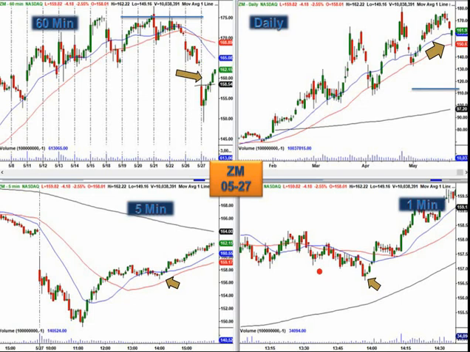I didn't rely on some complementary move by the market. I didn't have a 5-minute break of trend. I didn't have anything to hang my hat on. So that's number 1. Number 2, the daily chart is correct.